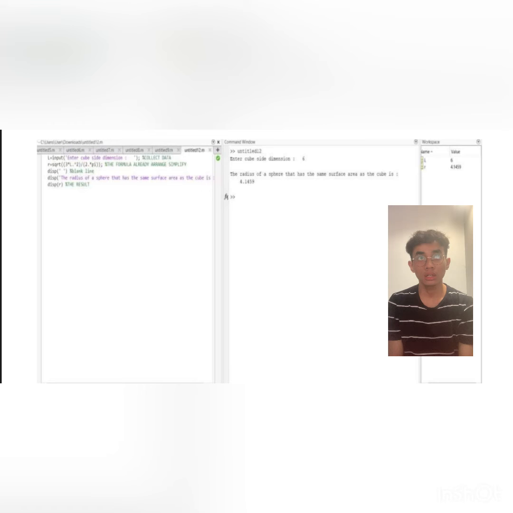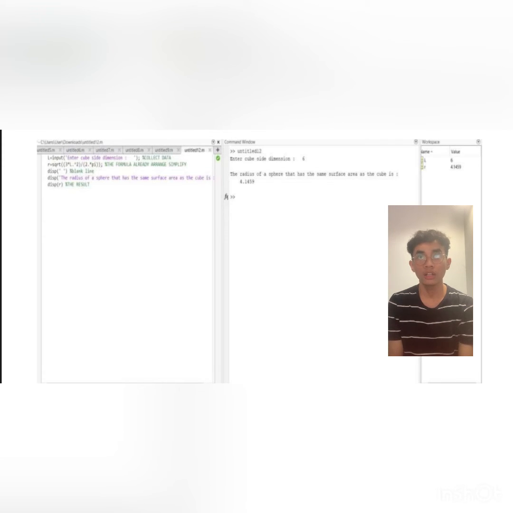Next, the formula to find the radius of the sphere, which is square root of 3L to the power of 2 divided by 2 pi. So we need to display the radius of the sphere that has the same surface area as the cube. So we know the cube has 6 sides, so 6 remains the value of L.